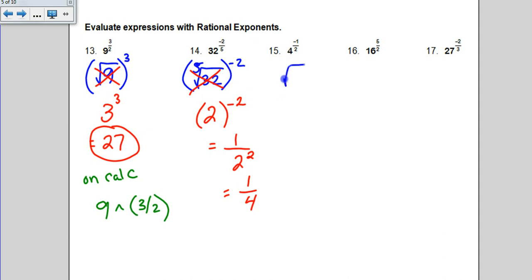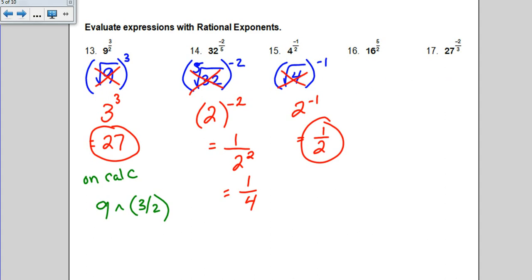Alright, the next problem, I'm going to write it's the square root of 4 taken to the negative first power. Well, we know what the square root of 4 is. The square root of 4 is really a 2. So this is 2 to the negative 1, which of course is 1/2.